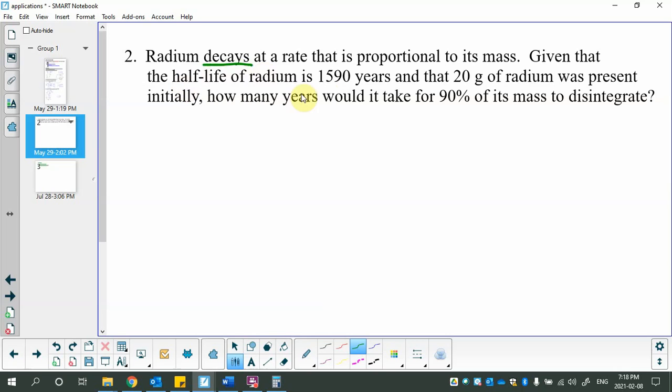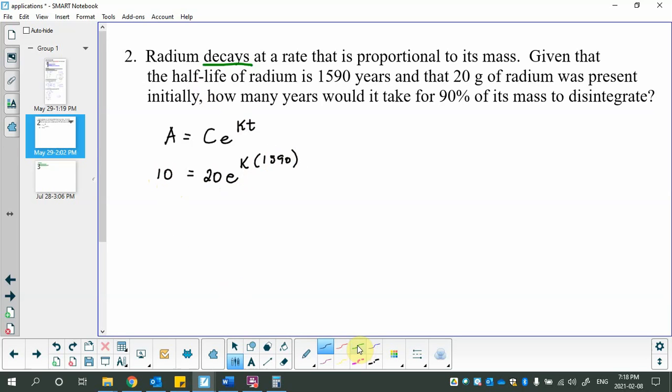Given that the half-life of radium is 1,590 years, and that 20 grams of radium was present initially, how many years would it take for 90% of its mass to disintegrate? So because we are in calculus now, we have to take this formula and find the specific K value. So if we start with 20 grams of radium, and we don't know what the K is, but we know that after 1,590 years, there is half of what it used to be, I should put a 10 over here.